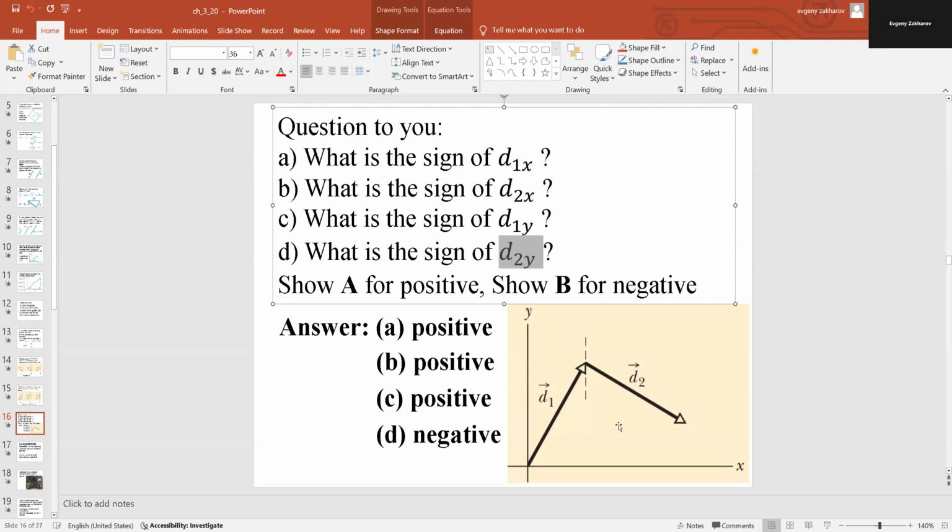So d sub 2 component onto the y-axis is pointing downward, opposite to what we have chosen to be positive. So if it's opposite, then it's negative.